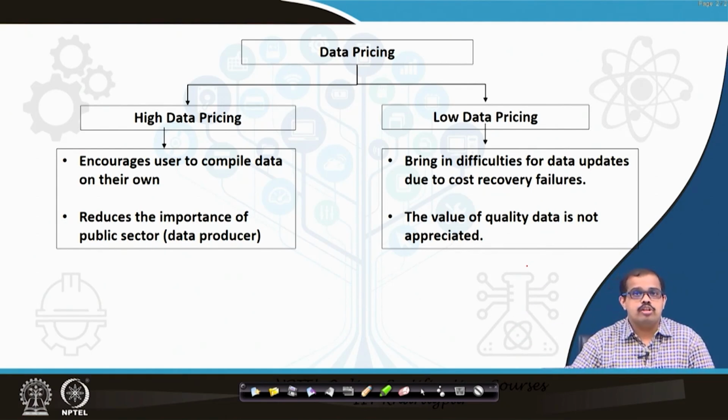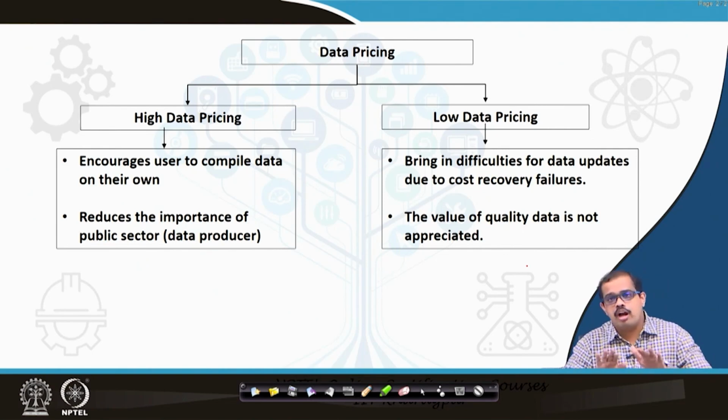If, in that context, you have a low data pricing policy, it brings difficulty in data updation due to cost recovery failures. Your data has to be updated every now and then, so it has to have certain values. Many of the government agencies today charge extremely little for the data. If that is the case, then it may not be feasible to update the data. That is why most of the government data is outdated. So if you really have to update, your pricing should be competitive enough but not very high, okay.